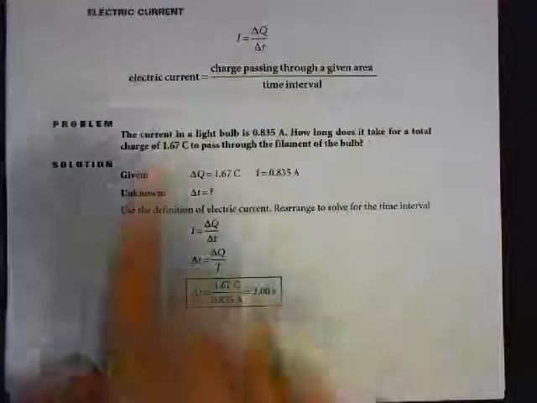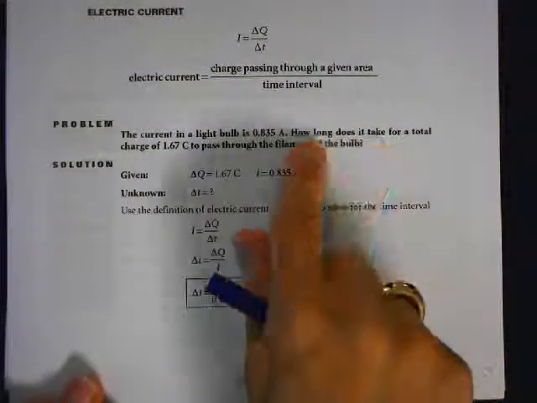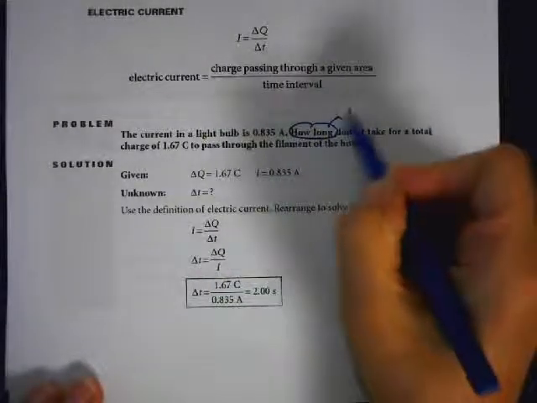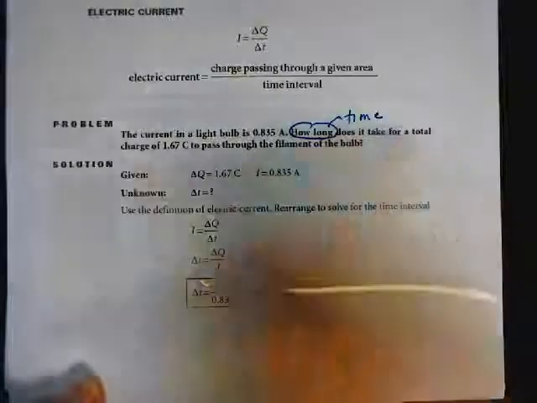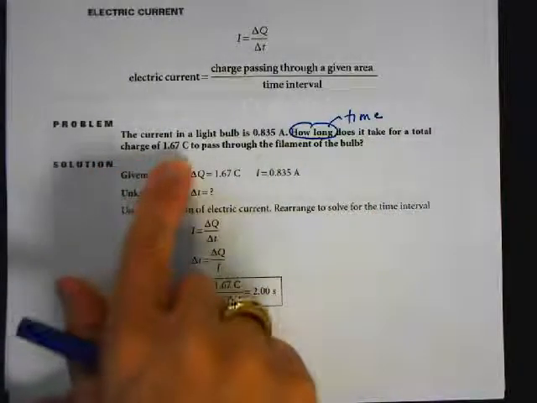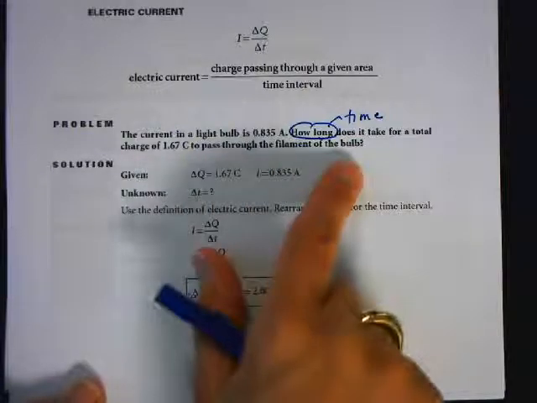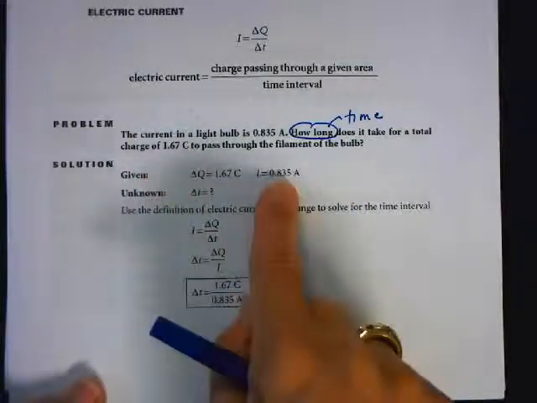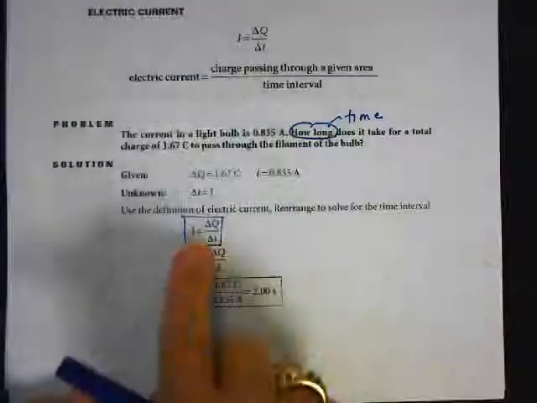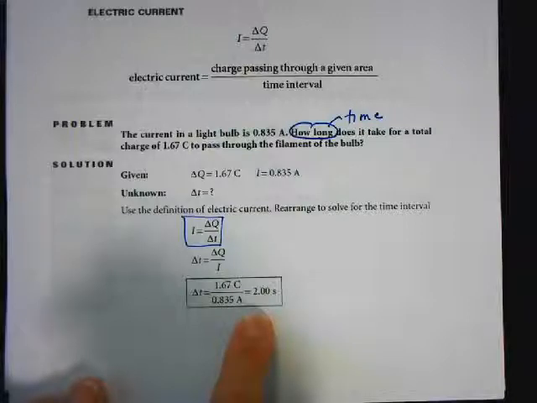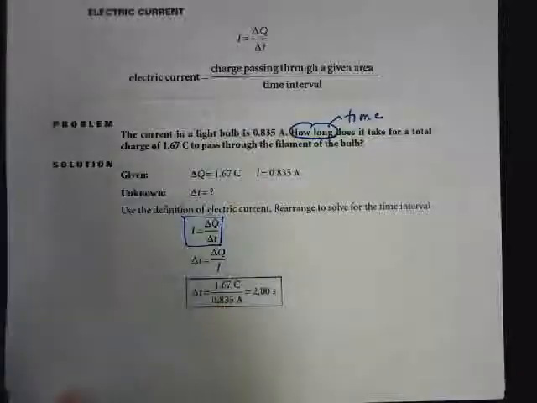All right, so when we look at this example, how long? The key words are how long. So that means that we want to find the time. Does it take for a total charge of 1.67 coulombs, so now we're going to write that, to pass through the filament of a bulb? So we write our given, we write what we want to find, we find the basic equation that has those variables, and then we rearrange the equation to solve for the unknown in terms of the known. And then we substitute and solve. And that's it.